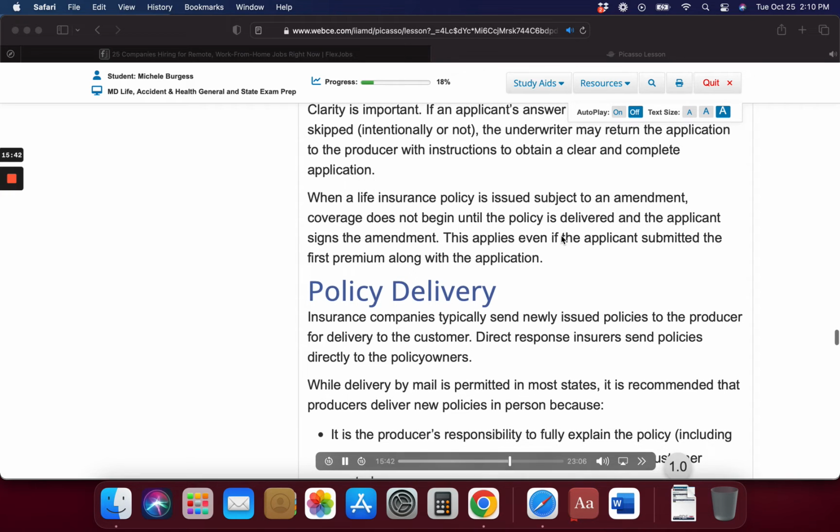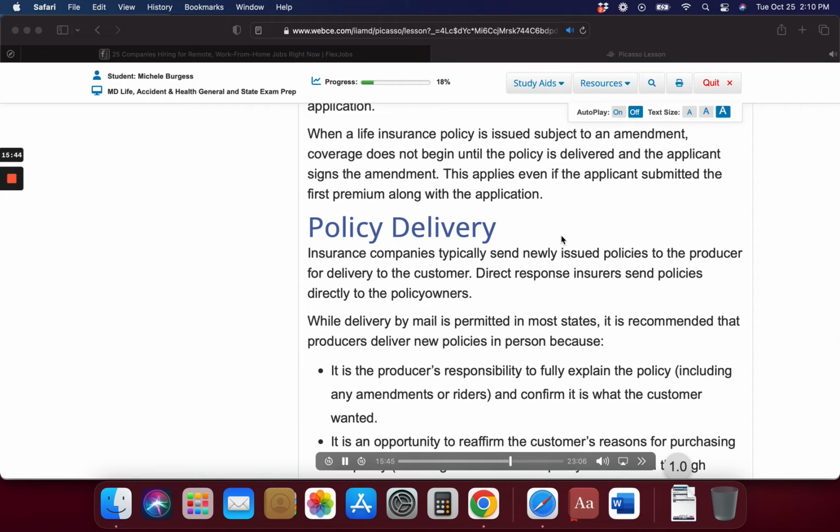When a life insurance policy is issued subject to an amendment, coverage does not begin until the policy is delivered and the applicant signs the amendment. This applies even if the applicant submitted the first premium along with the application.